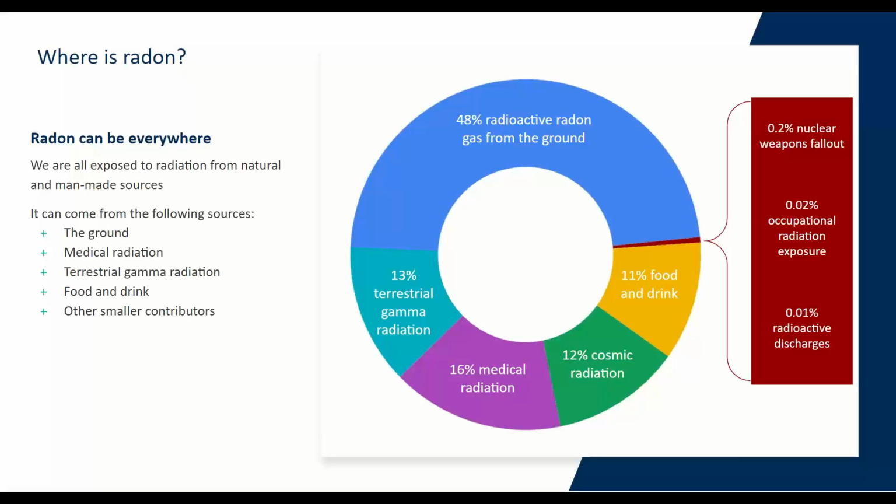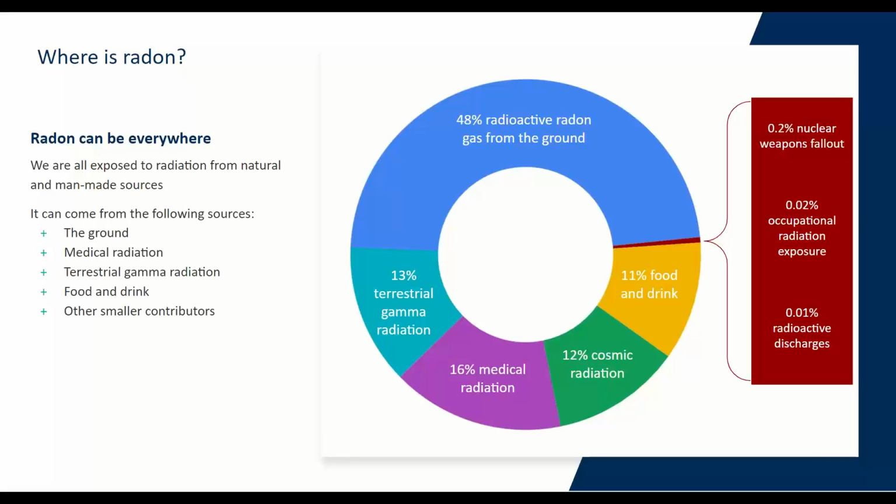You can also get it from different sources, as you can see on the screen. 16% comes from medical radiation, so that could be things like a CT scan or X-rays, or some types of cancer treatments to provide palliative treatment to patients by shrinking cancer cells down. So there's all sorts of medical radiation that we do come into contact with, but obviously it's very low in relation to, let's say, the comparison from the ground.